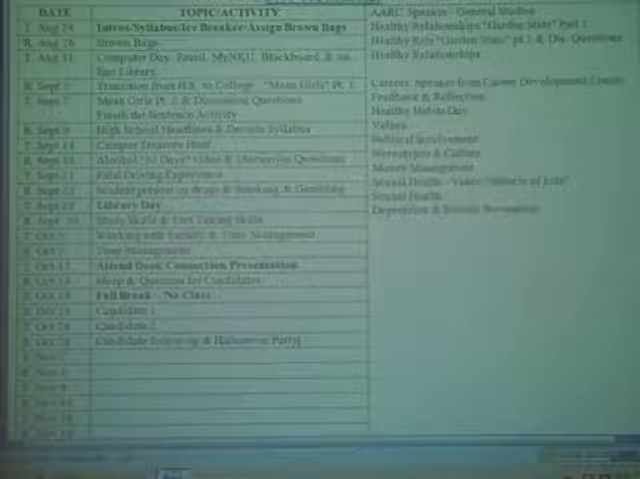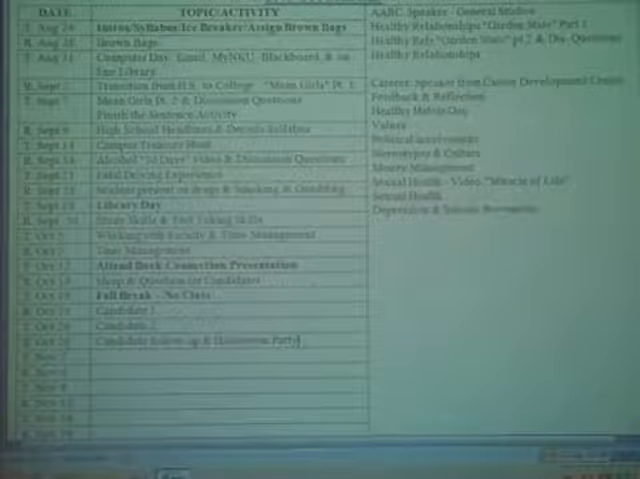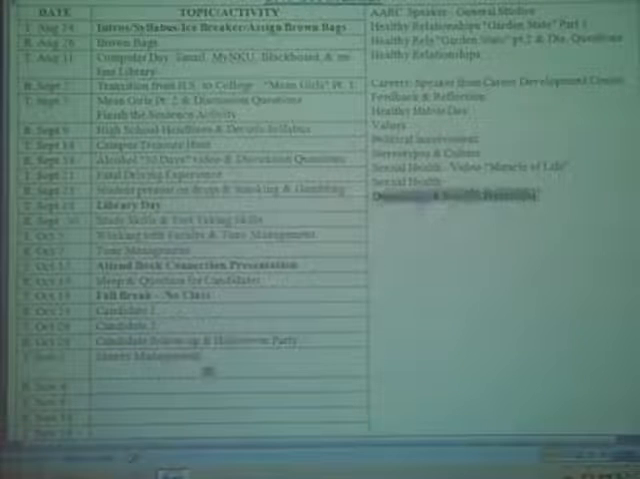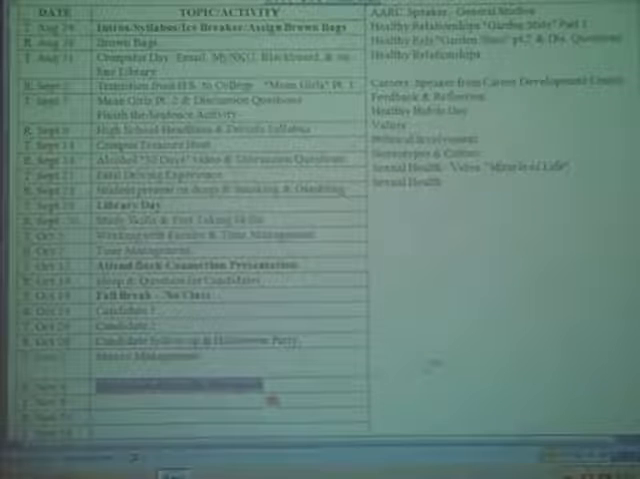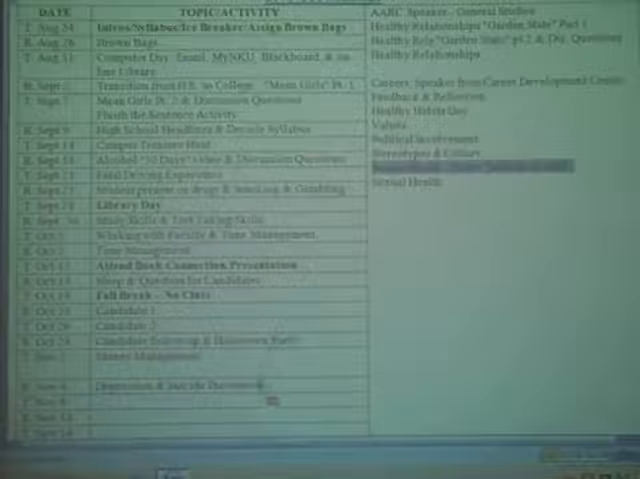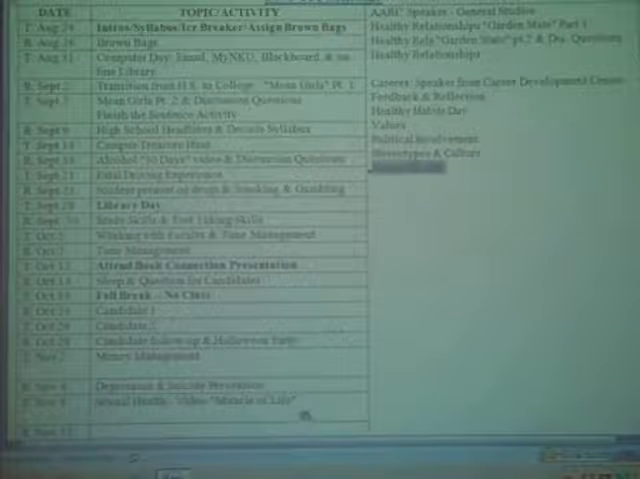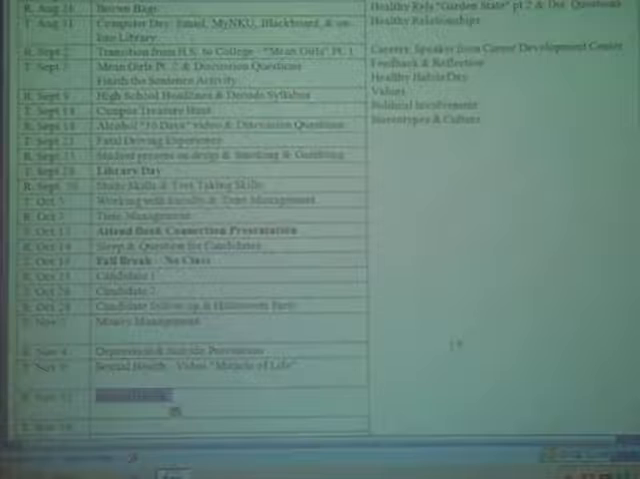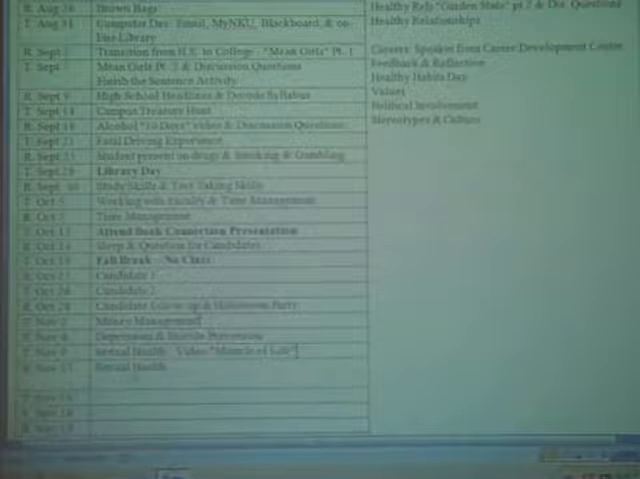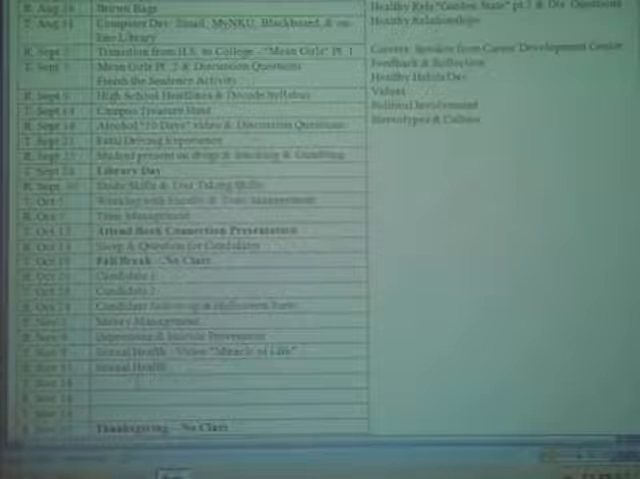So as I get towards the end of October, I want to continue to fill things in, so I'm going to go ahead and put money management on November the 2nd, depression and suicide prevention on November the 4th. Then I'm going to go ahead and put the 2 parts of sexual health on the 9th and the 11th. So as I move into the beginning of November, I've got a plan. I know what I've got scheduled, but again, sometimes things change.